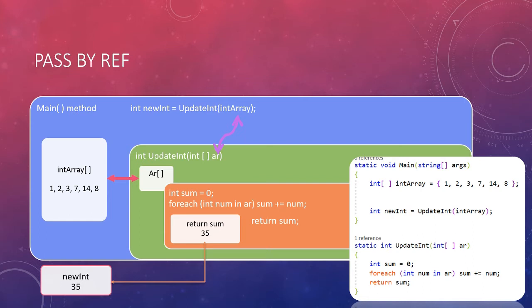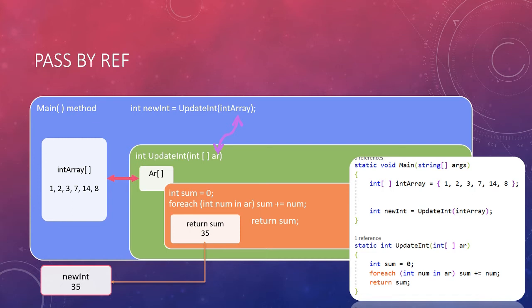So when this method is instantiated, or control is passed to this method, our int array will actually not be copied to this AR. What will happen is AR will be set to an address, a pointer, that points to the actual int array. So within my method, when I declare a sum and do a for each and add to it and return it, I'm actually working with the same memory location as the main. So I don't get a copy of the data in the array.